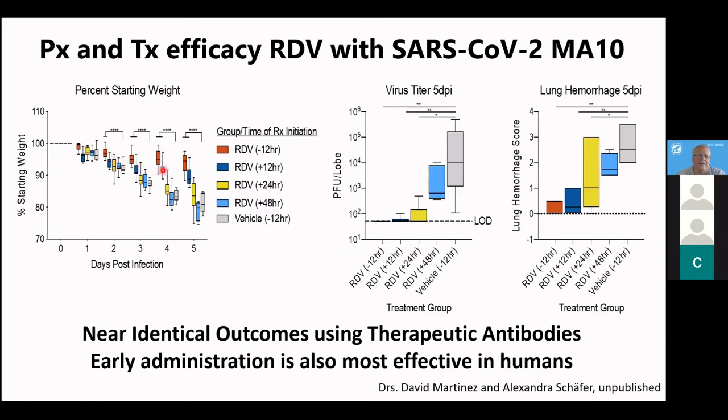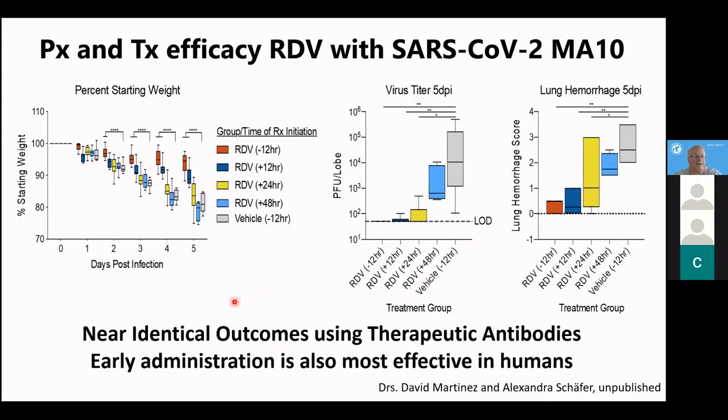It's less effective 12 hours after infection, less effective but still effective at 24 hours, and it loses effectivity by 48 hours. And that occurs not only with weight loss, but also reductions in virus titer are actually still significant at 48 hours, although the animal has still lost tremendous amounts of weight. And this is a lung congestion score.